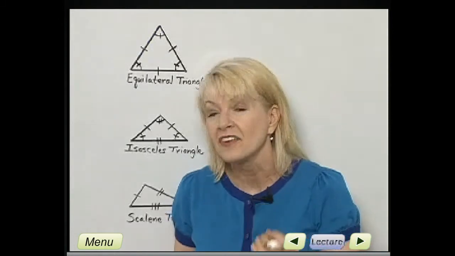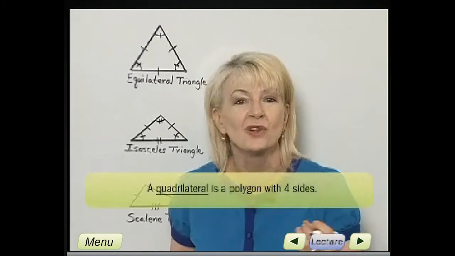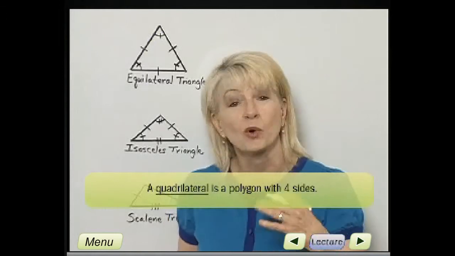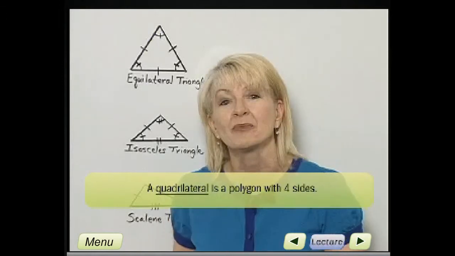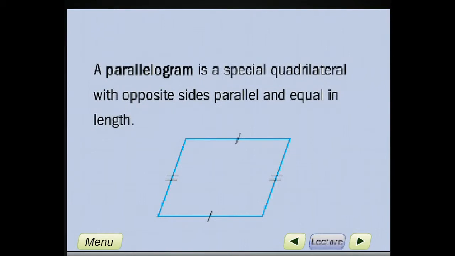Now let's look at the following about some special quadrilaterals. Remember, a quadrilateral is a polygon with 4 sides. A parallelogram is a special quadrilateral with opposite sides parallel and equal in length.